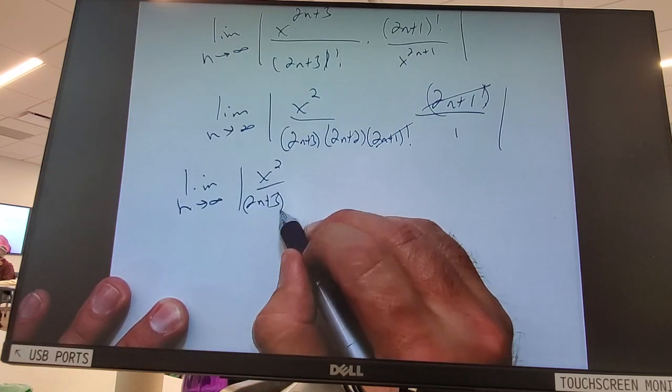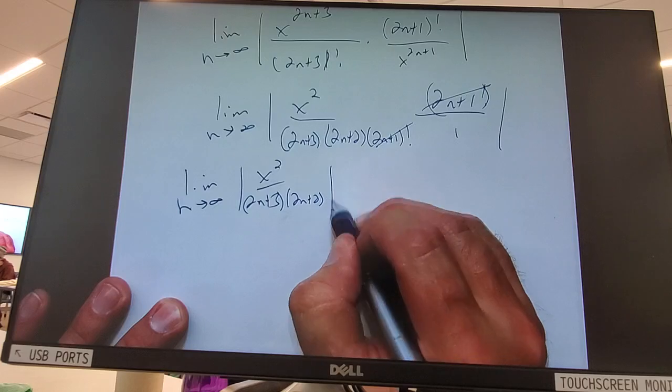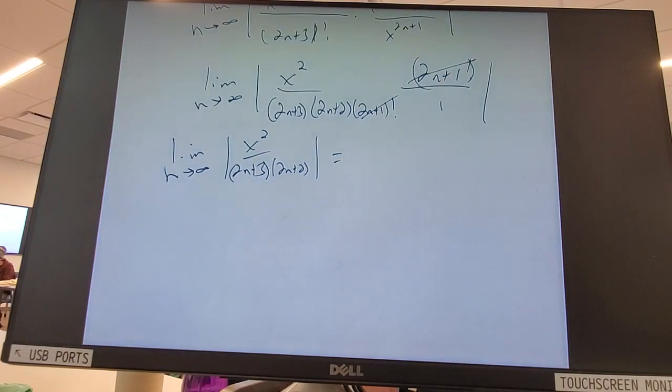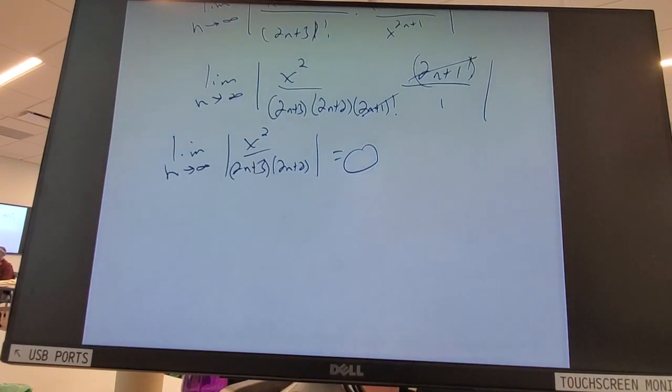Now here's the really, really, really trippy thing. What do you get for that? Zero? Yeah. X can only be finite, and eventually these guys kill it, whatever it is. These guys get big. It's n squared on the bottom, and the top is a constant for some value of x. So this limit is 0. What does that mean?